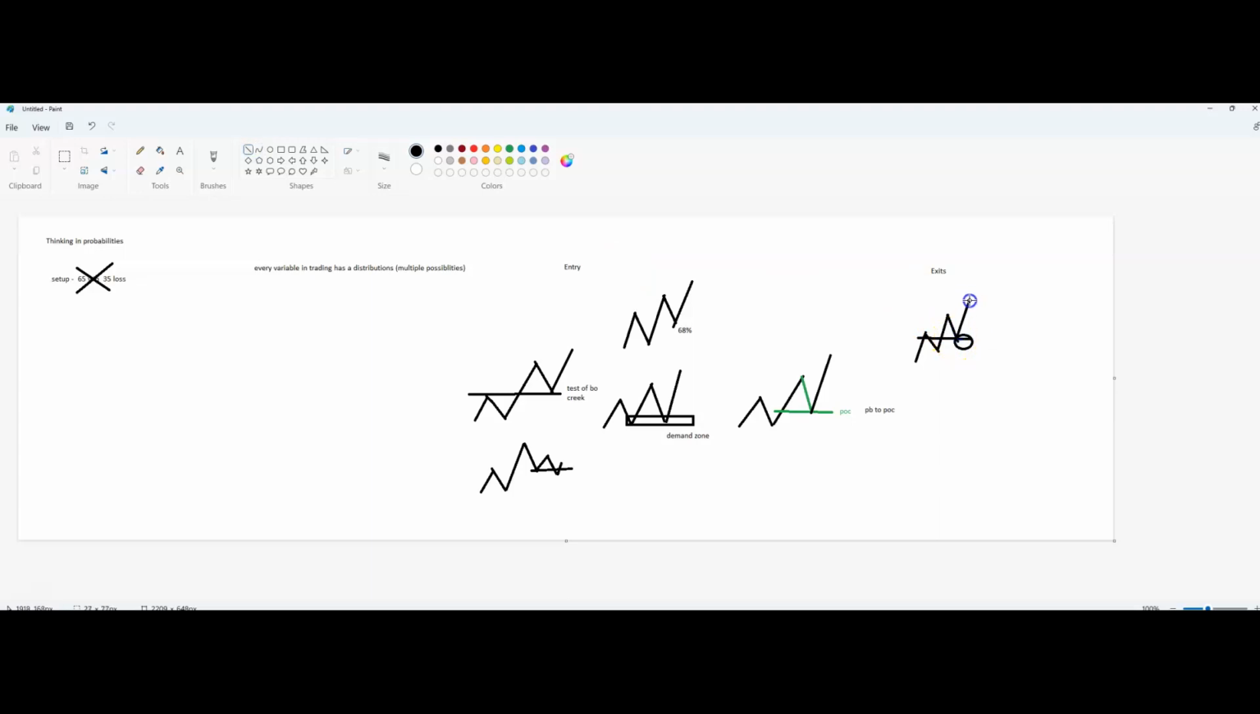You're targeting, let's just say, a measured move. So make it simple: up, down, up, measured move. A, B equals C, D. Let's say you're targeting that. That's one possibility.